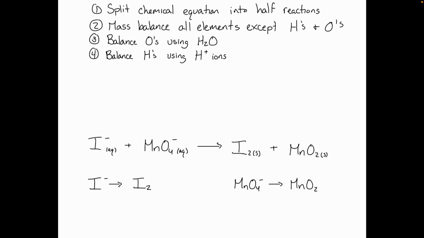All right, so let's do this together now. So I'm going to split it up into these two half reactions. My iodine's on one half reaction, those manganeses on the other one, and we're going to treat these two separately. Okay? Step one is going to be to mass balance all the elements except hydrogen and oxygen in each one of these half reactions.